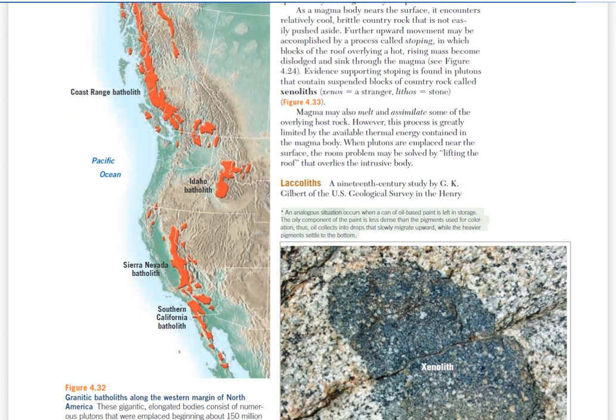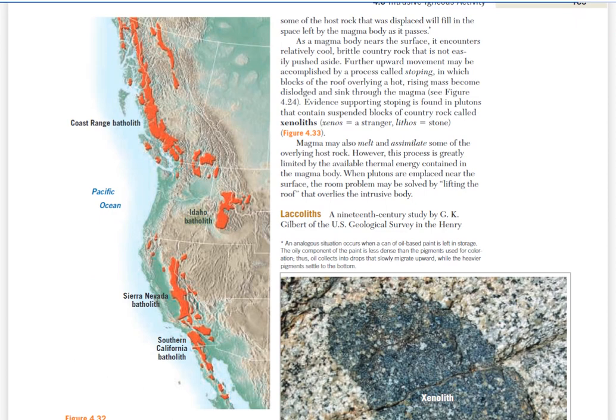An analogous situation occurs when a can of oil-based paint is left in storage. The oily component of the paint is less dense than the pigments used for coloration, thus oil collects into drops that slowly migrate upward, while the heavier pigments settle to the bottom.